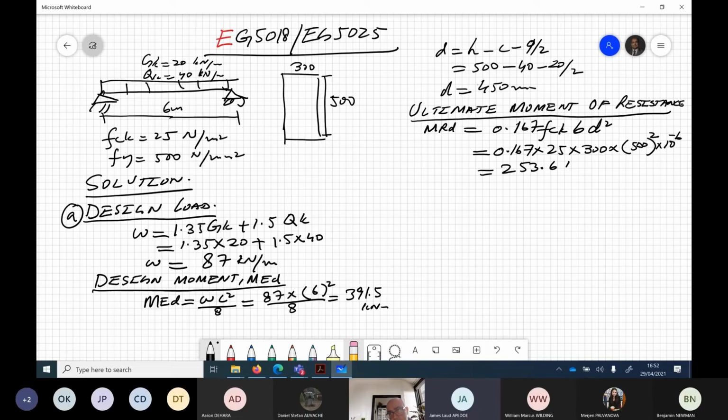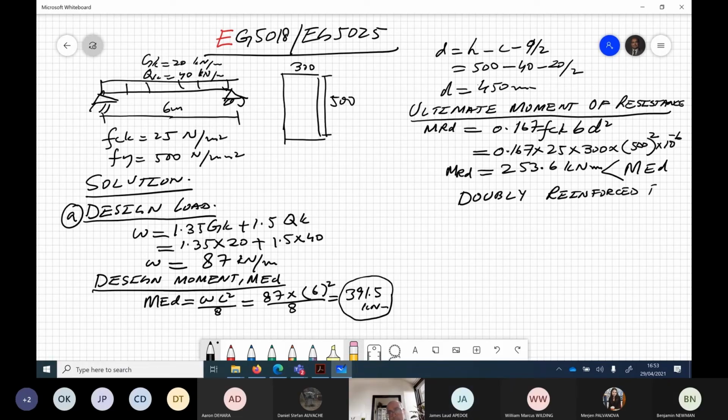253.6 kilonewton meter. That's MRD. Should it be designed as singly or doubly reinforced beam? Doubly, because this is less than MED. MED is 395, so doubly reinforced beam. Okay, design it as doubly reinforced beam.